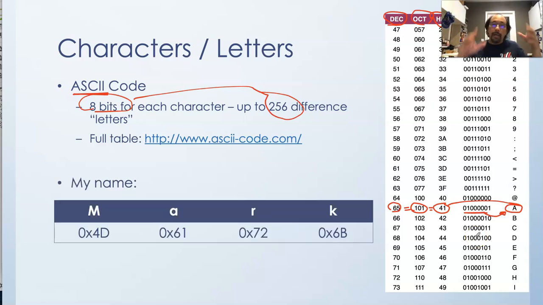So if I wanted to spell out my name, I could just use a table. I'd look it up in this ASCII table, which is not something you memorize. You just look it up. And this would be my name in hexadecimal.